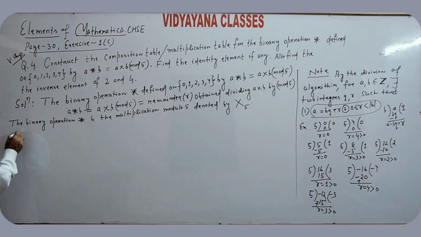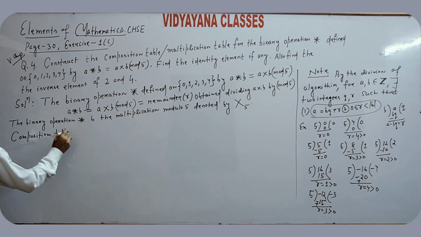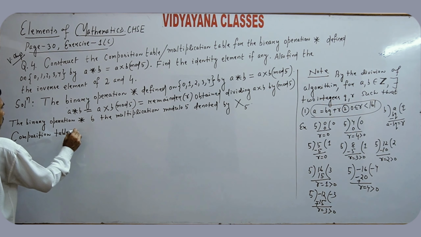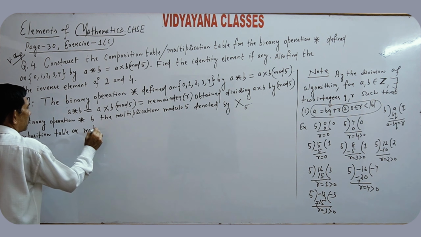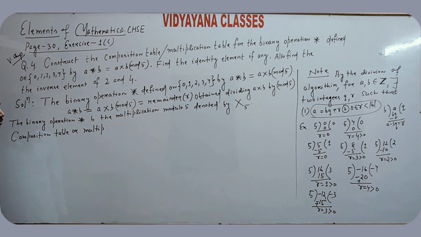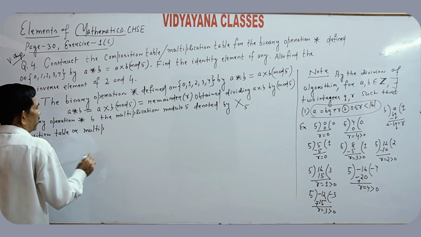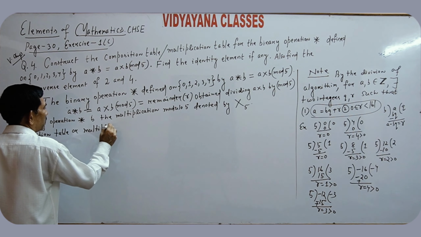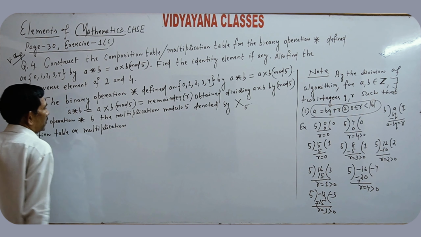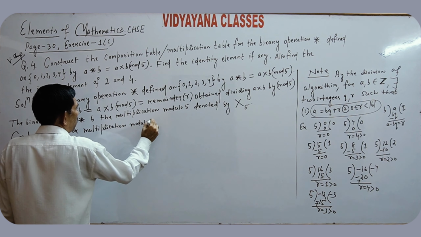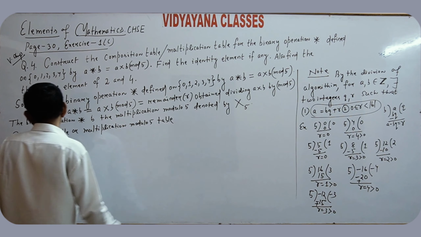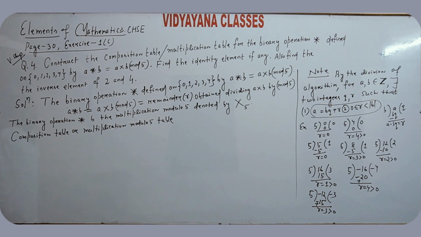Composition table, or multiplication modulo 5 table. Composition table or multiplication modulo 5 table.